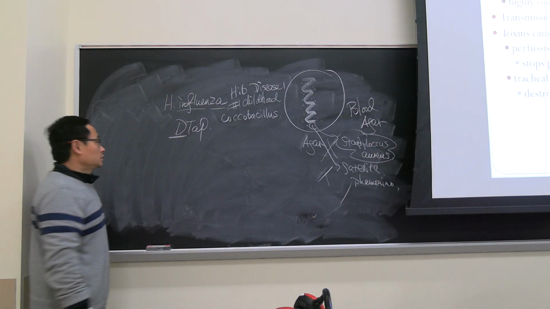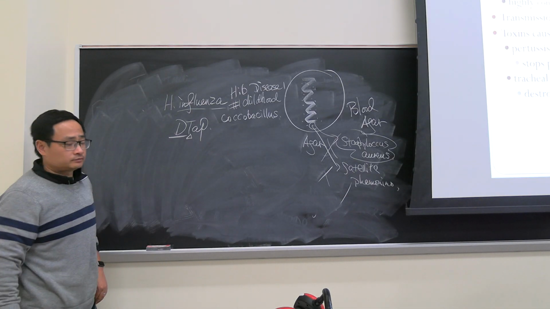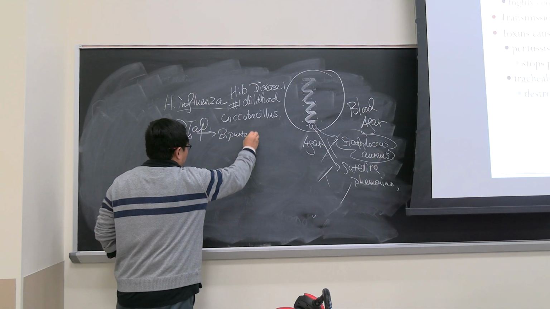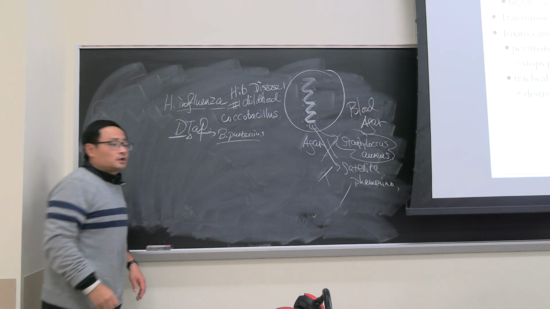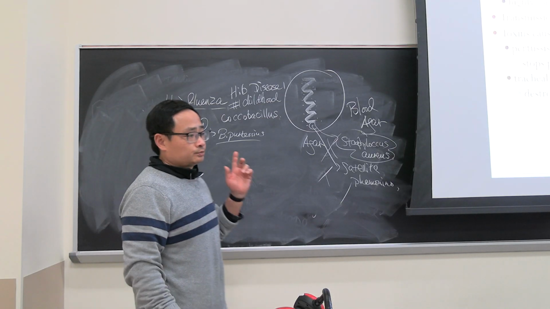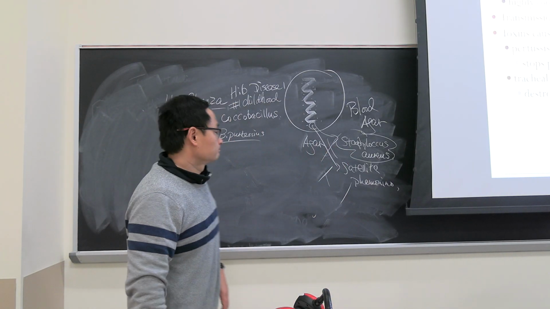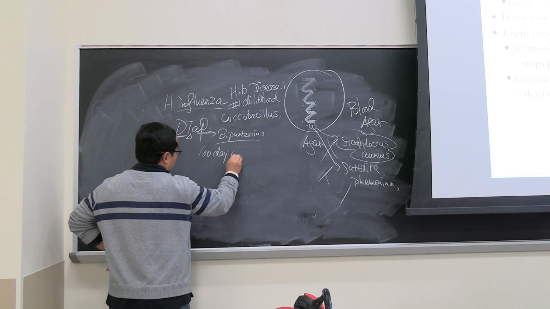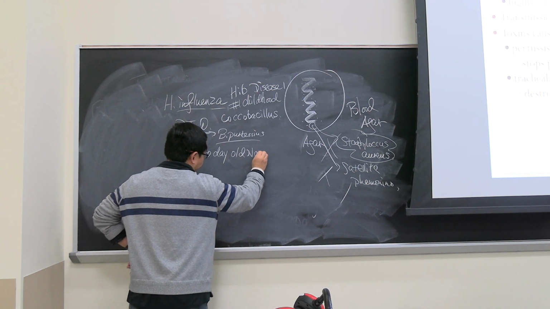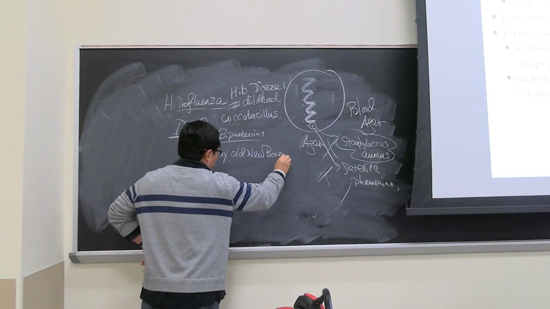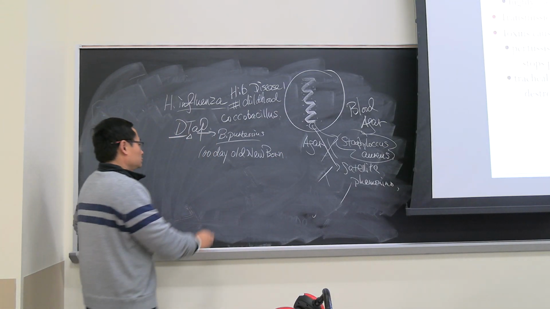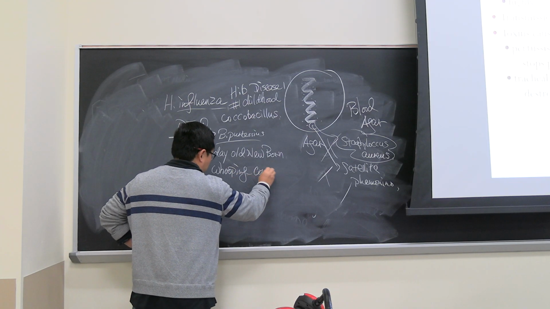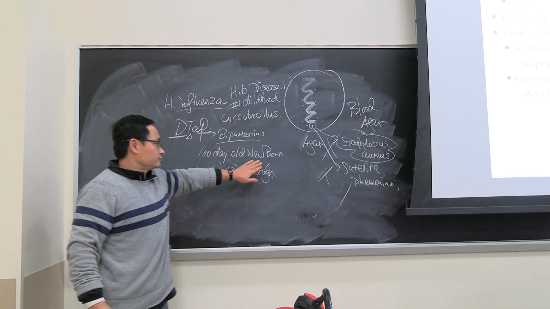Diphtheria is covered. Clostridium tetani is covered. Bordetella pertussis is here. What are the symptoms for Bordetella pertussis? It's usually for a 100-day-old newborn. They have whooping cough.